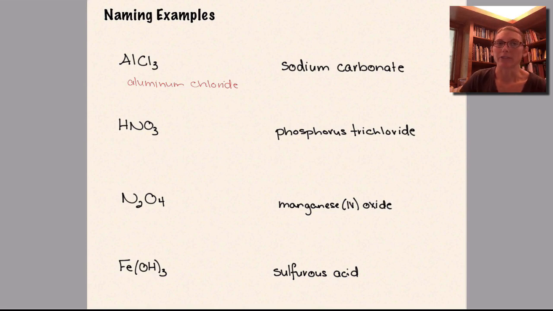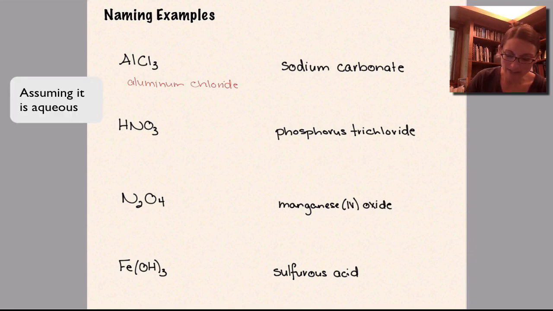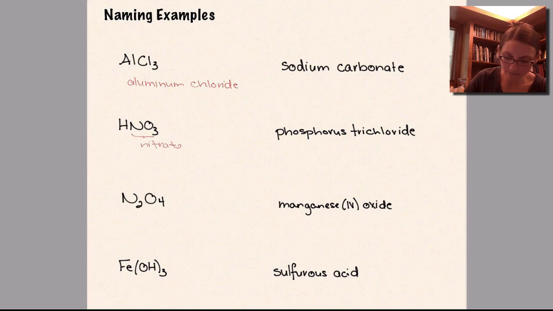HNO3, ooh, I've got a hydrogen. Here I don't have a metal, but I do have a hydrogen, so this is going to tell me I have an acid. This NO3 is nitrate, and so this is nitric acid. Next one down, N2O4, no metals, so this is going to be a covalent compound. I don't have hydrogen. I'm just going to name it using prefixes, so this is dinitrogen tetraoxide.